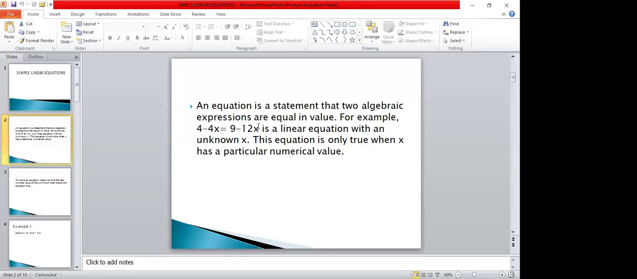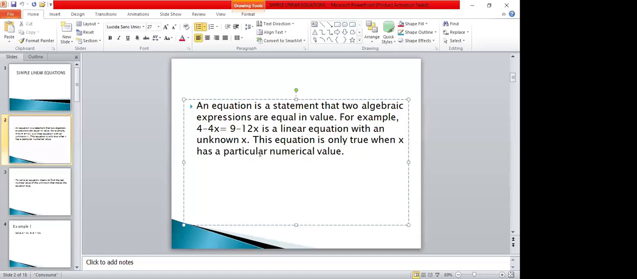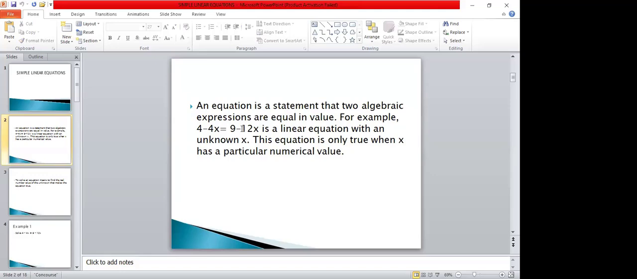So in that case, Aisha, are you with me? Yes, Aisha, are you with me? Good. So the highest power of x here is 1. Then whenever you have the highest power of your unknown being 1, then we call it a linear equation. So this is a linear equation now. And we have the left-hand side equal to the right-hand side. And that is what we have in the linear equation.